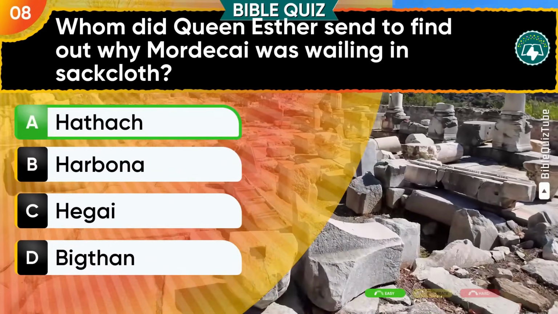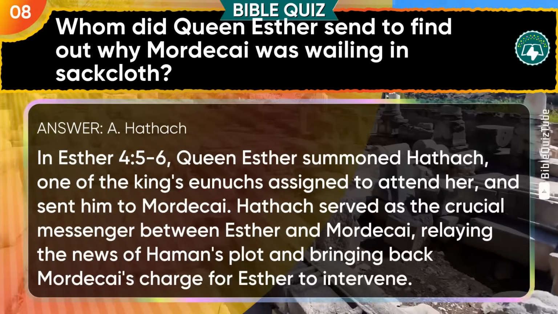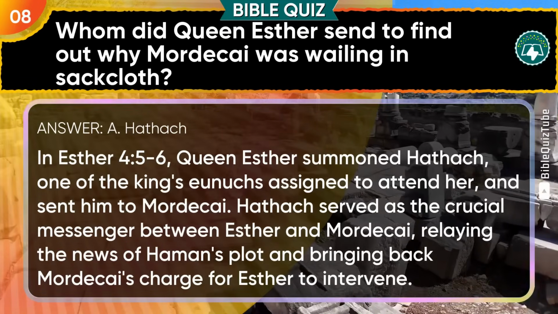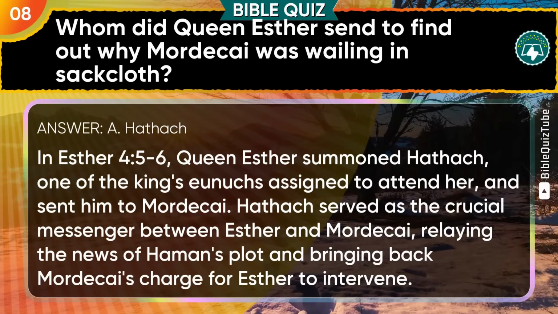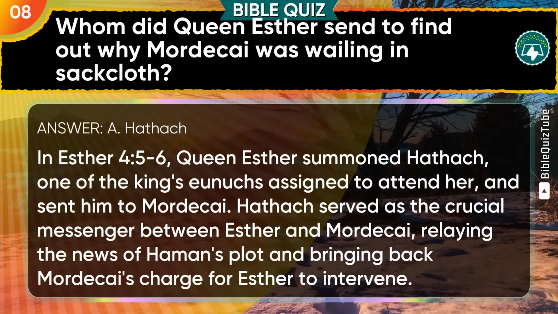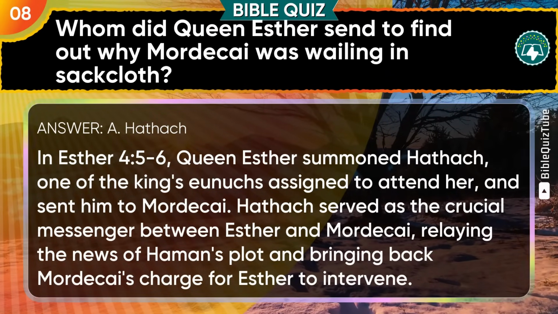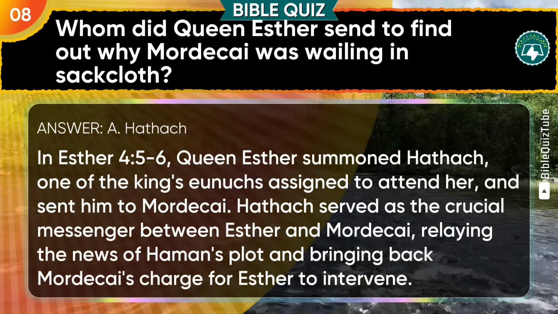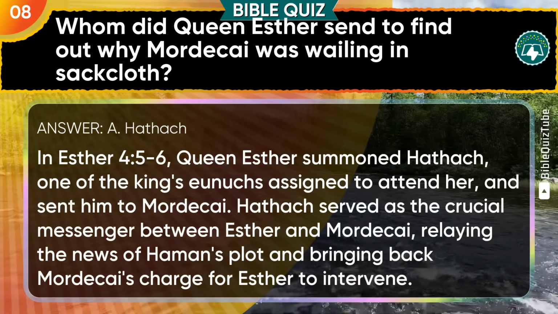Well done. The answer is A. Hathach. The explanation. In Esther chapter 4 verses 5 to 6, Queen Esther summoned Hathach, one of the king's eunuchs assigned to attend her, and sent him to Mordecai. Hathach served as the crucial messenger between Esther and Mordecai, relaying the news of Haman's plot and bringing back Mordecai's charge for Esther to intervene.